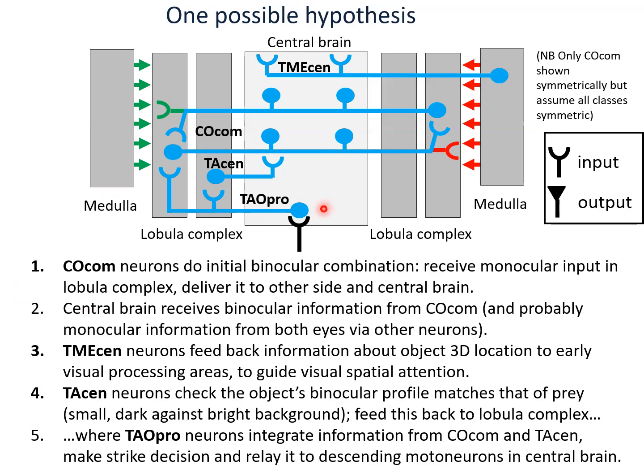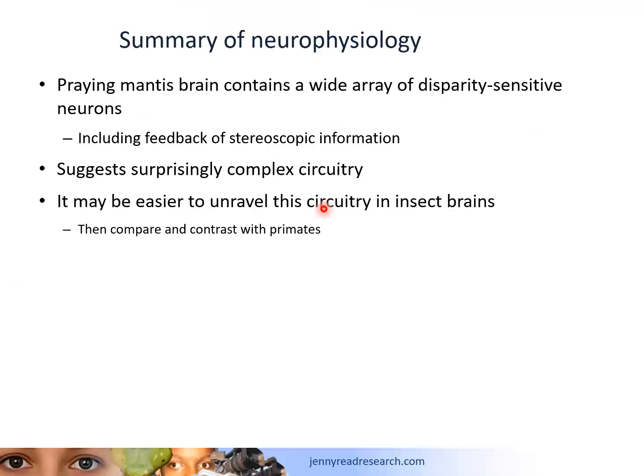Now that's all speculation. But it's intriguing because I think what I take from this is just how complex the circuitry was. When we started out, one sort of live hypothesis about mantis vision is it's all monocular processing. One side of the brain finds a prey item in the left eye, the other in the right eye, and then there's basically an AND gate at the motor neuron that launches the strike. And it's very far from the case. We've got this surprisingly complex circuitry with many classes of disparity-tuned neuron and these interesting multiple feedback loops.